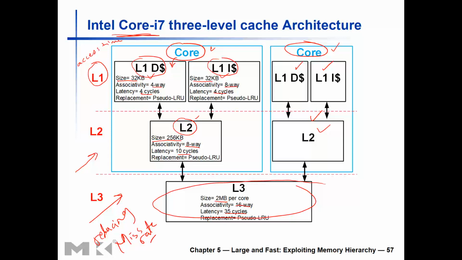Okay, so the emphasis in level 1 is what? Access time, low access time. It has to be very fast. And the emphasis for a lower level of cache is reducing miss rate. That's why lower level caches, you have them larger in size.